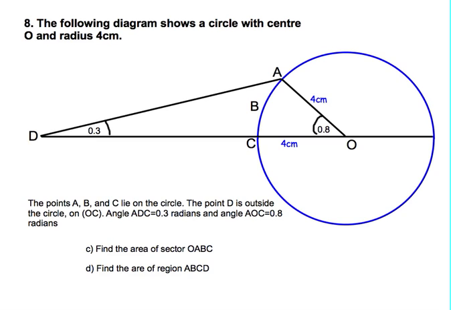And so the information that's given at first is that the points A, B, and C lie on the circle. The point D is outside the circle along OC, and angle ADC is equal to 0.3 radians, and angle AOC is equal to 0.8 radians. So question C asks, find the area of sector OABC, and question D asks, find the area of region ABCD. So that should say area, not R.